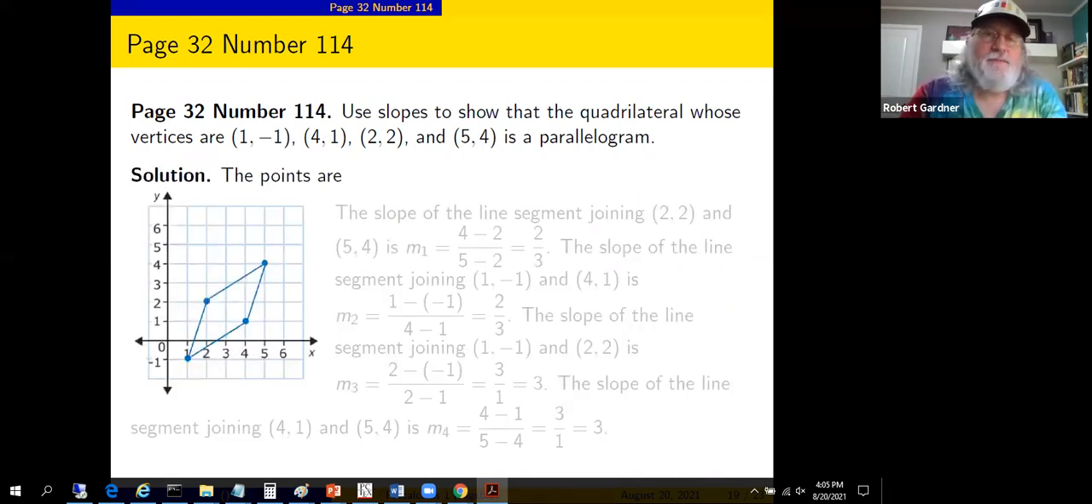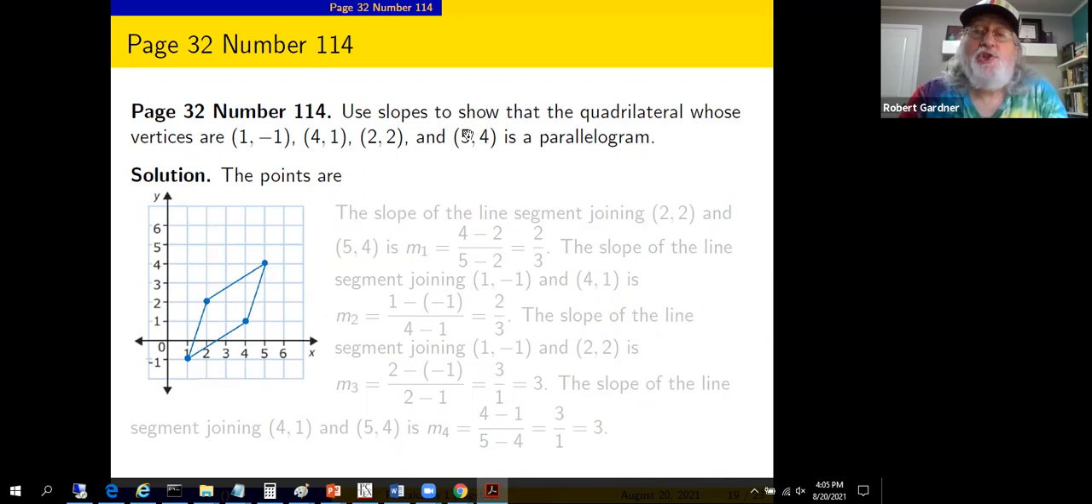Let's plot the points. Easy enough with my clicker here. 1, -1, 1 unit over, 1 unit down, first point. 4, 1, 4 units over, 1 unit up. 2, 2, 5, 4. So there's the 4 points. Let's connect them so that we see the quadrilateral.